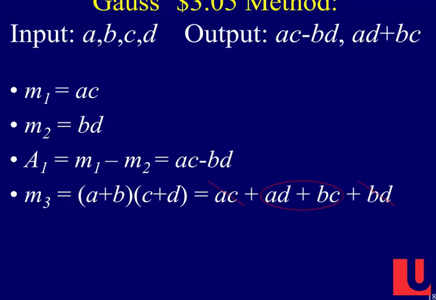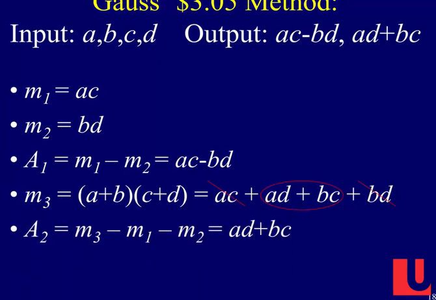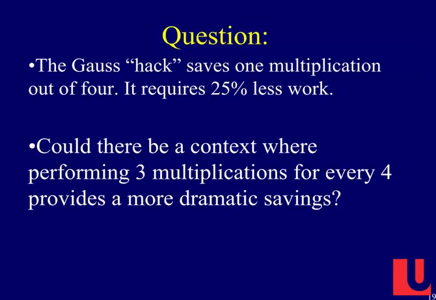And note that we know AC, so we can subtract it off. We know BD, so we can subtract it off. And that gives us this, which is our other number. Everybody buy that? And so then that's just subtracting it off. And we did it with 3 multiplications. Everybody good? All right, so the question we could ask is, well, that saved us about 1/4 of the work. However, we only care about big O notation. So the question is, does this matter?